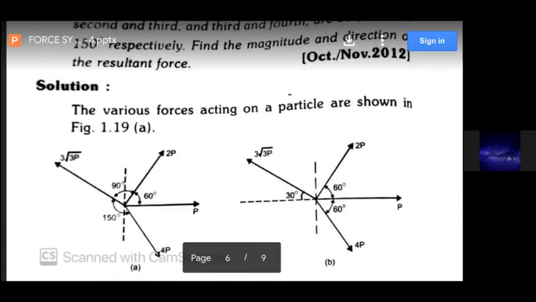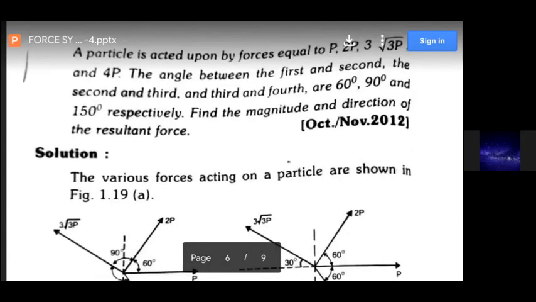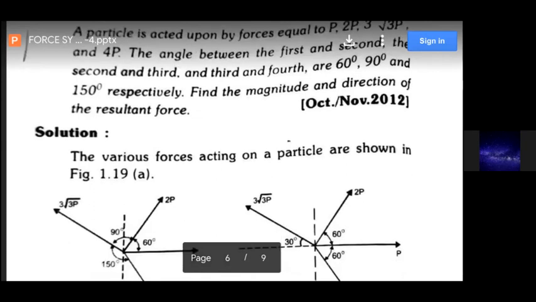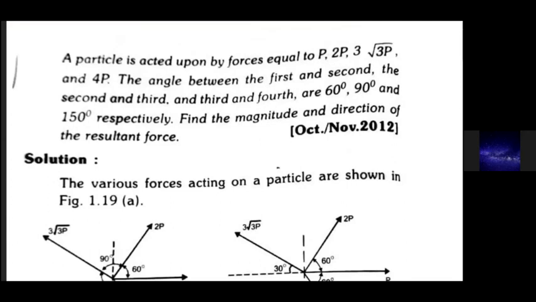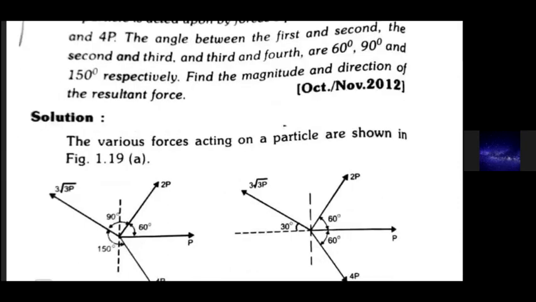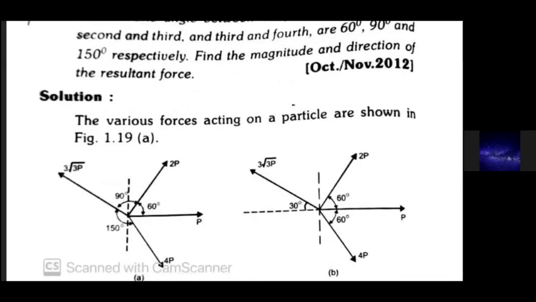The angle between the first and the second, that is the angle between P and 2P, equals 60 degrees, and the angle between 2P and 3 root 3P is 90 degrees, and the angle between 3 root 3P and 4P is 150 degrees. So I have to first draw the space diagram, the force system diagram. Next, after that, find the angle of each and every force with the horizontal.